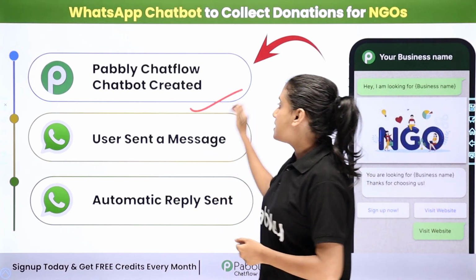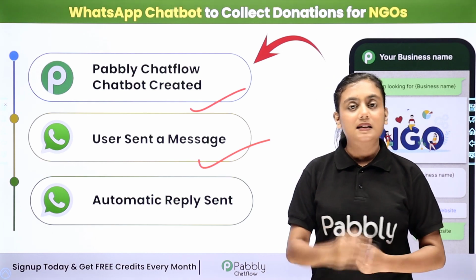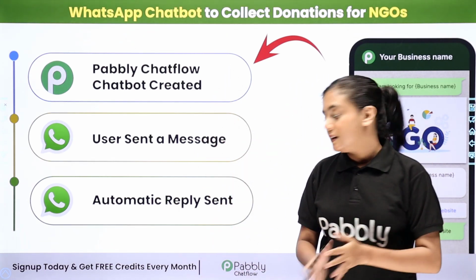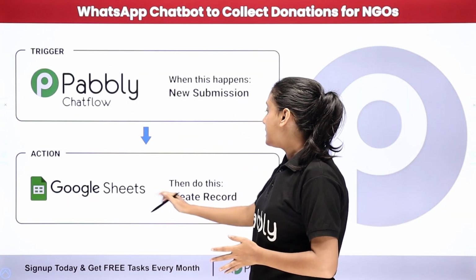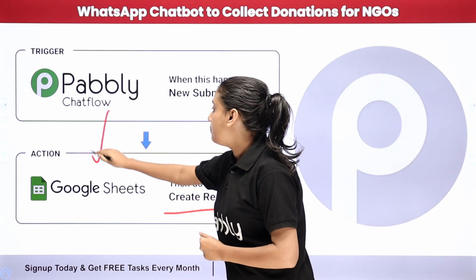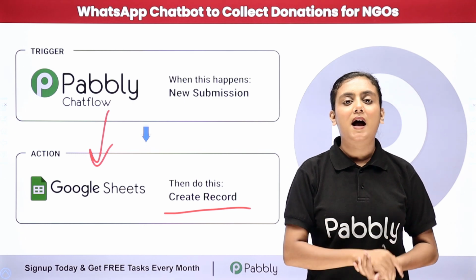Now as I've created this bot, whenever any of the donor is going to send me a message, automatically this bot is going to send a reply to them. Not only that, I can create the record of the donors from this bot directly into my Google Sheets. And for that, I'm going to build a connection between the bot and Google Sheets without need of any coding and programming skills using Pabbly Connect.